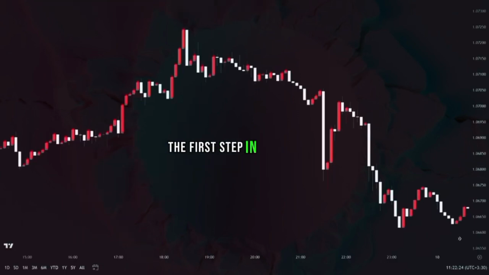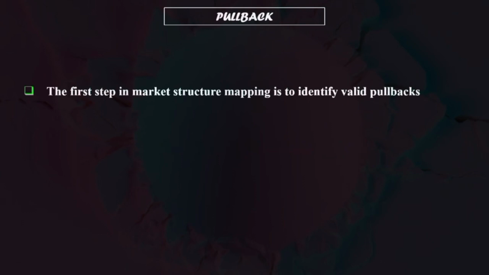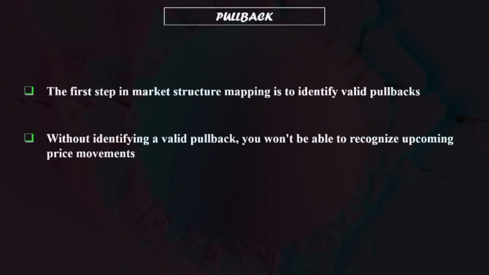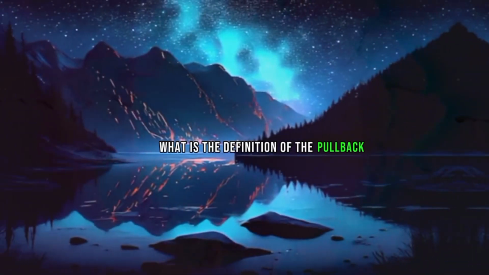The first step in market structure mapping is to identify valid pullbacks. Without identifying a valid pullback, you won't be able to recognize upcoming price movements such as continuation trends, valid breaks of structures, and reversal patterns. So what is the definition of the pullback?